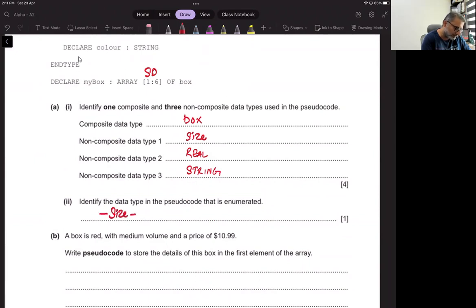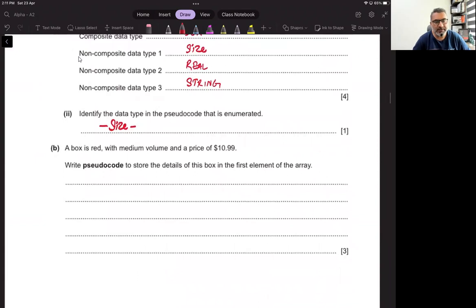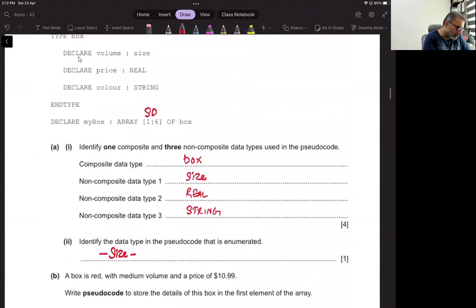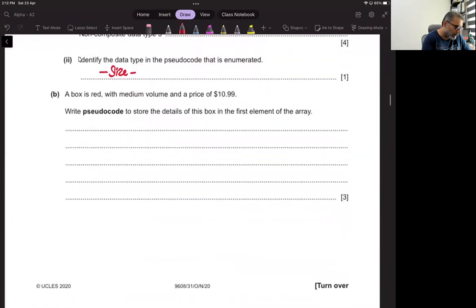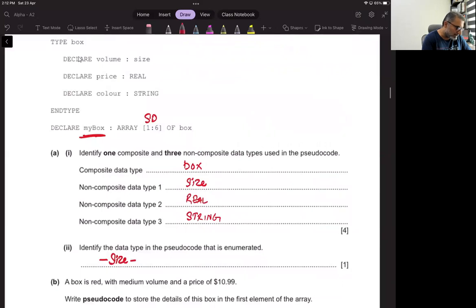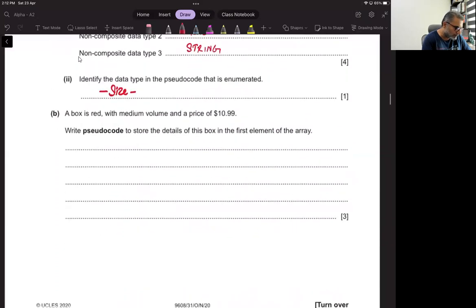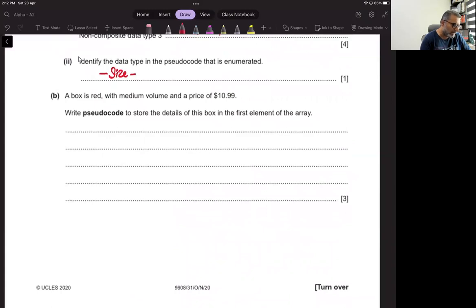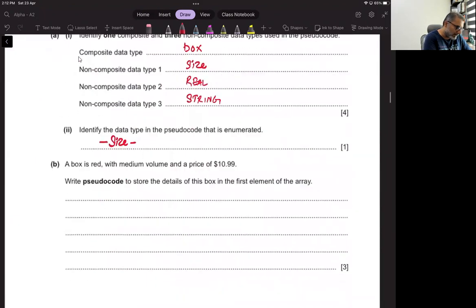Enumerations are lists. A box is read. Okay, first we have to check what was the name of the array, my box. Okay, a box, and what are the volume, price, color. A box is read with medium volume and price of 10.99. Write pseudocode to store the details of this box in the first element, meaning the index of the array will be 1. So the name of the array is my box.